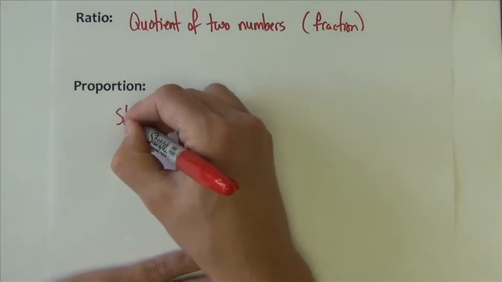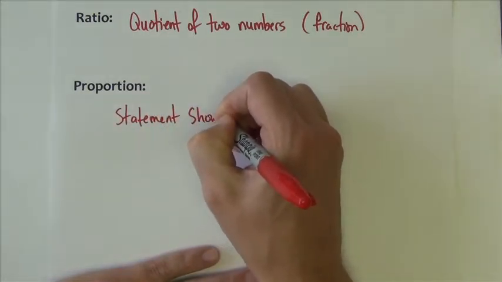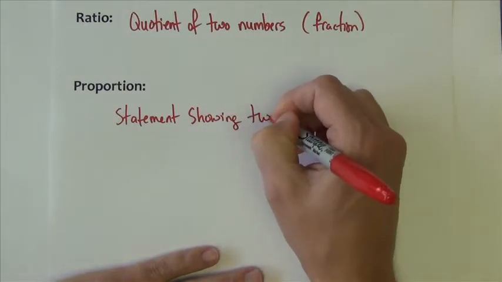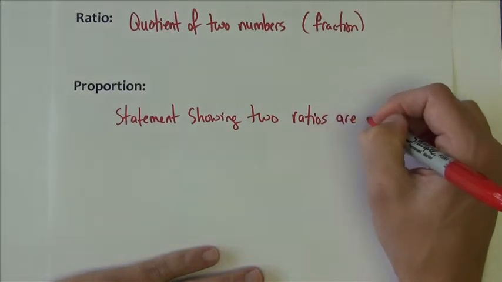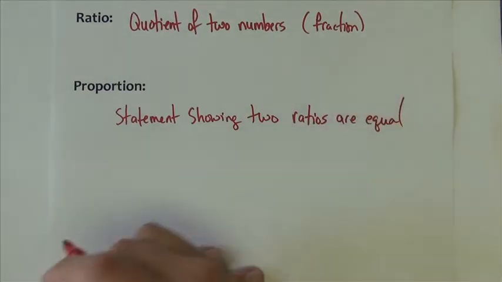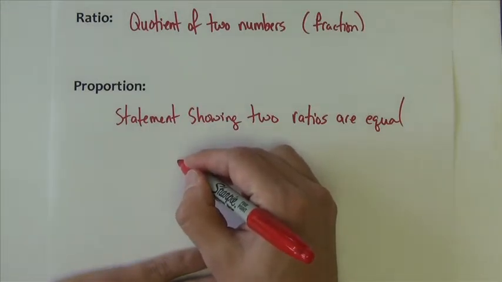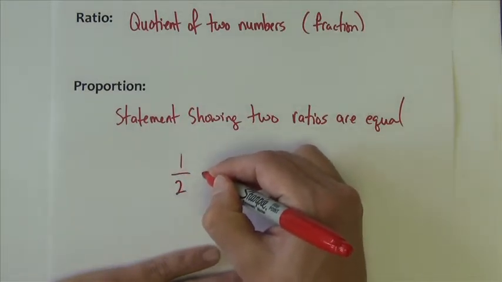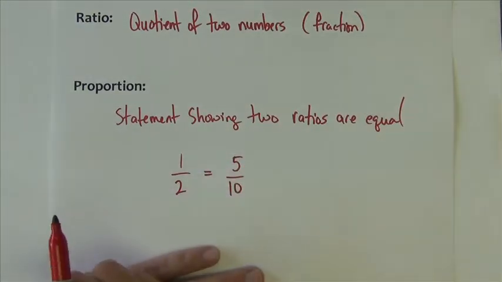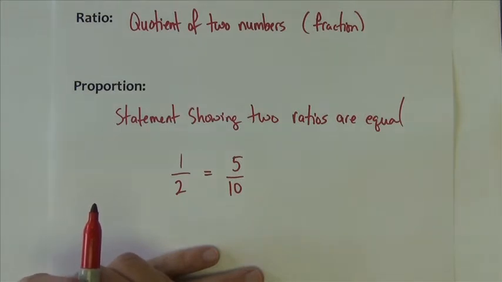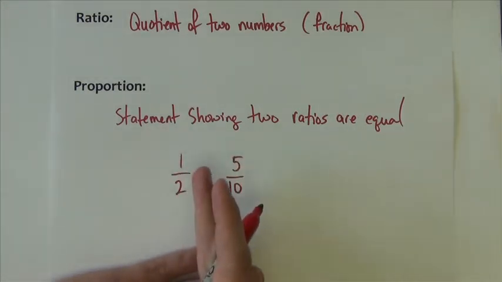A proportion is a statement showing two ratios are equal. So if I gave you 1/2 equal to 5/10, that's a proportion. The ratio 1/2 is equivalent to the ratio 5/10.